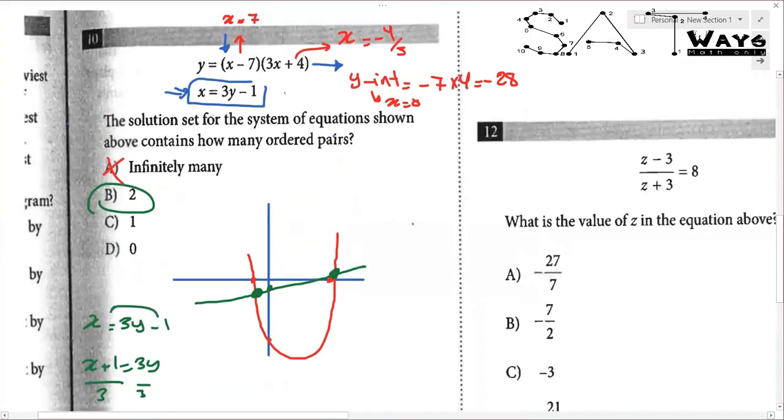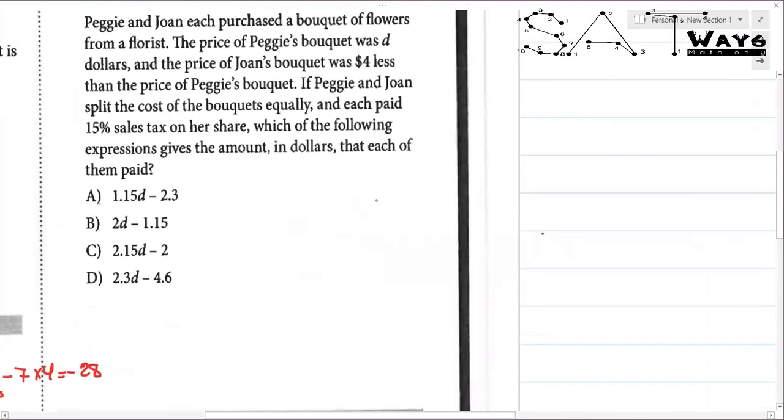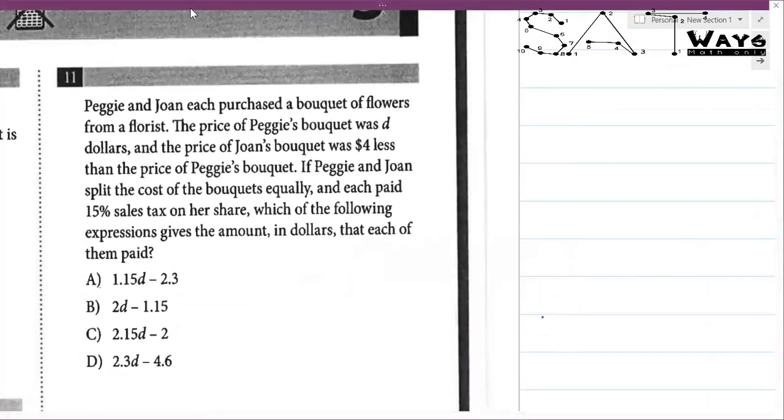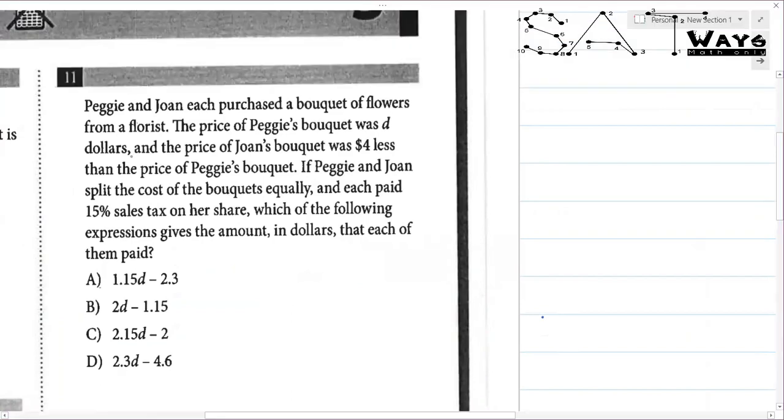Question number 11. In a question like this one, we have to understand the question well first. Here he's saying Piggy and John each purchased a bucket of flowers from a florist. The price of Piggy's bucket was $D and the price of John's bucket was $4 less than Piggy's bucket. So if Piggy's bucket is D, the other one, which is John's, is 4 less. So it's D minus 4.